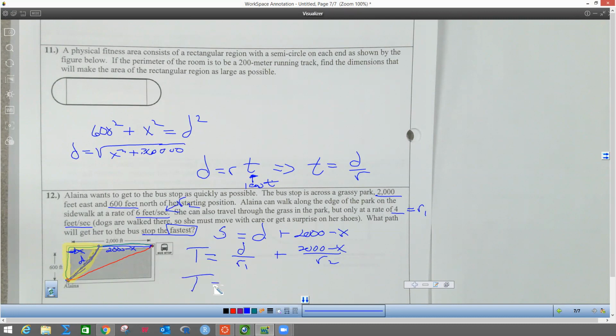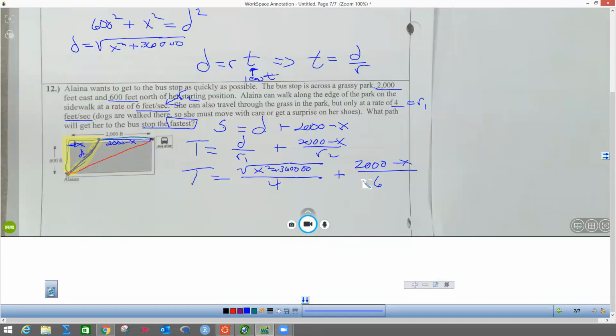So we're going to say this is going to be x squared plus 360,000 divided by R1. Well, R1 is 4. Okay, that's at R1 plus 2,000 minus x divided by R2, which is 6. This is the thing we want to minimize. We want the fastest, which means we want the least amount of time. We want to minimize this time right here. Okay, so this is some t of x.